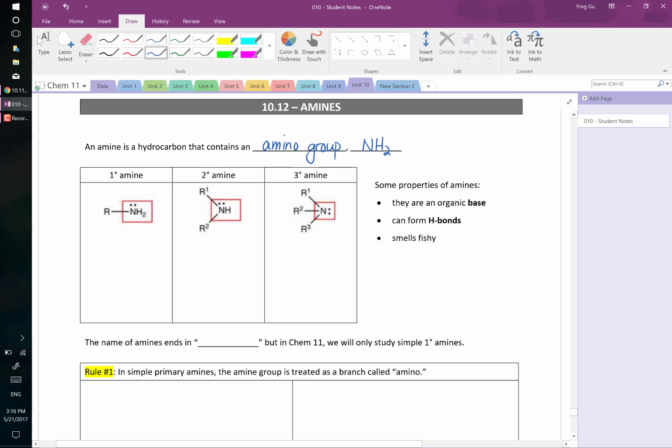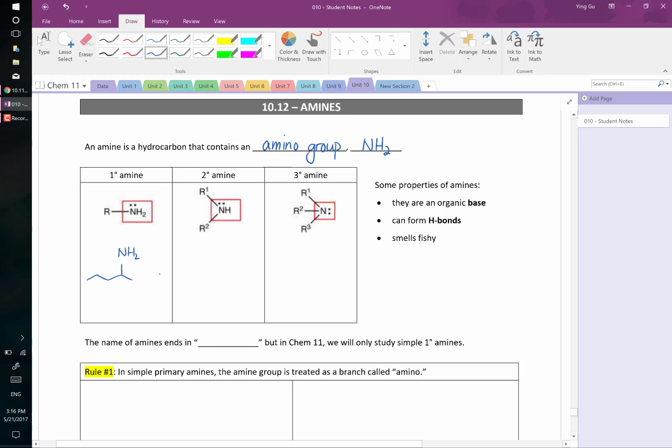The first one is called a primary amine. The 1 degree means primary. And a primary amine is just an NH2 group that is connected to an R or a carbon group somewhere. So for example, we could have a structure that looks like this with an NH2 group up top, and the NH2 group is connected to some kind of carbon thing on the other side.